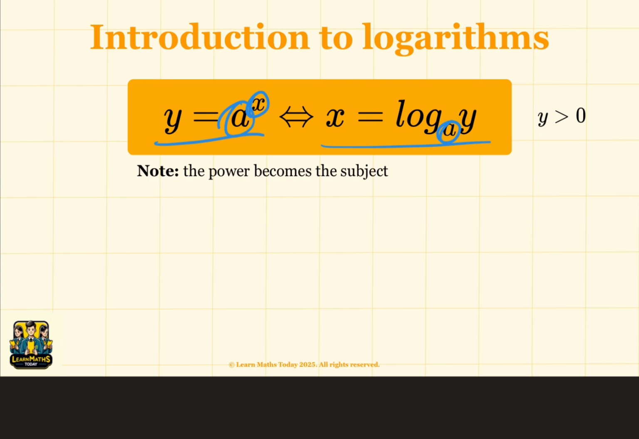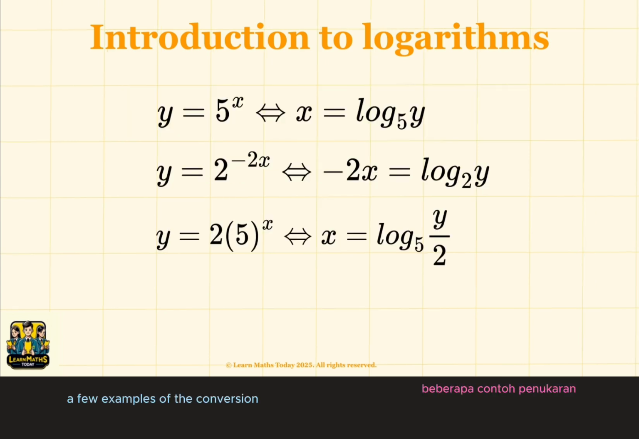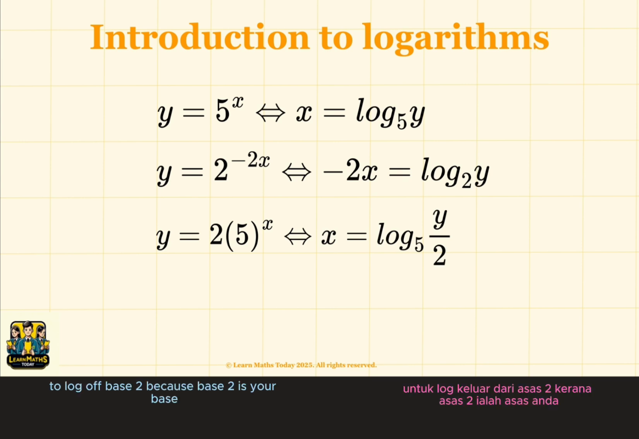Okay. Yeah, and here's a few examples of the conversion. y equals 5 to the power x. Remember, the power becomes the subject. So x equals, then 5 is your base. So your log is log base 5. And then your y is the input of the log. Okay. Similarly, for the next one, negative 2x becomes your subject. So minus 2x equals to log base 2 because base 2 is your base originally. Okay. Then how about the last one?